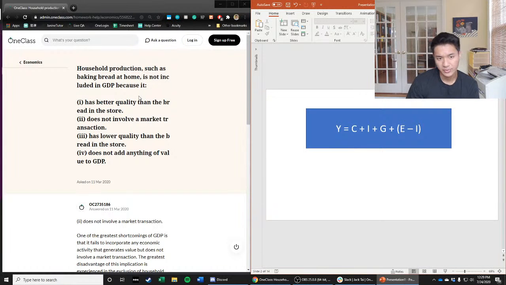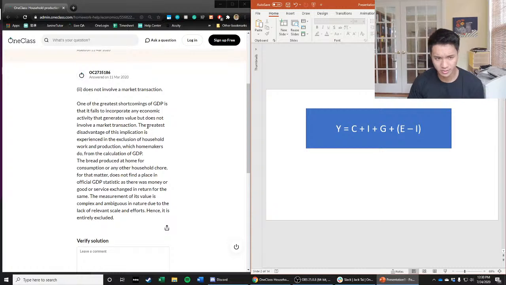Let's take a look at three. Has lower quality than the bread in the store. That still means it should still be recorded. Just because it's not as good doesn't mean that productivity shouldn't be counted. And finally four, it does not add anything of value to GDP, but obviously we don't think that's true, right? Because bread that's produced in the store is definitely adding value to GDP. Just making it at home, there's no argument for why the location where it's made suddenly means that production is less valuable to GDP, right? So that's not going to be the right answer either. So two is going to be the right answer here. It does not involve a market transaction.